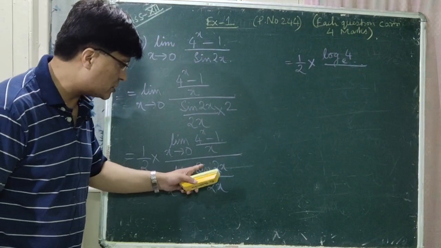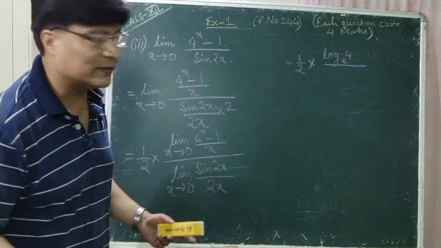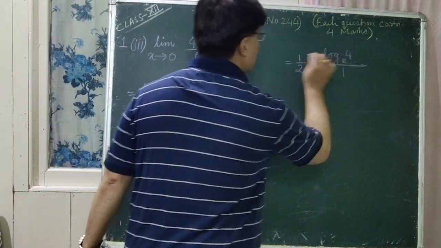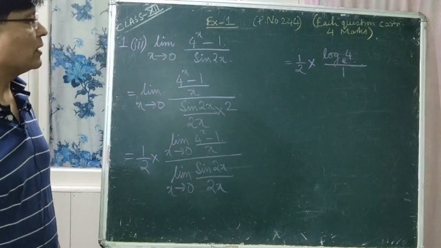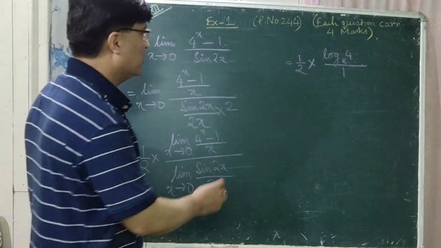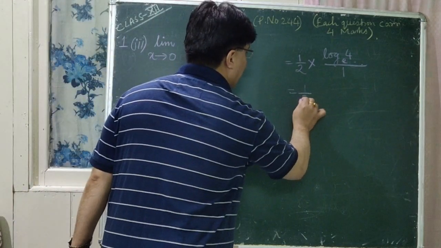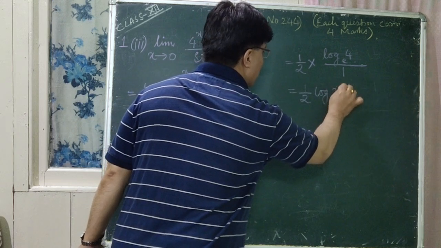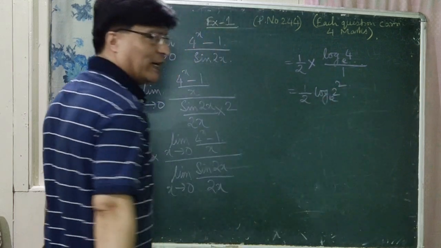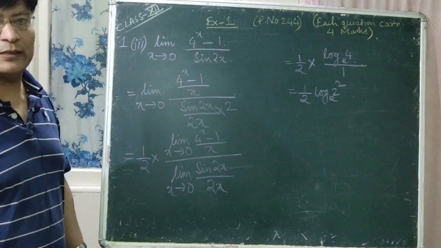Limit x tends to 0, sine 2x divided by 2x is always 1. That is the standard form. So which is equal to 1. Now again you can simplify it further, which is equal to half log, what is 4 here? It is 2 squared. The base is e out there.